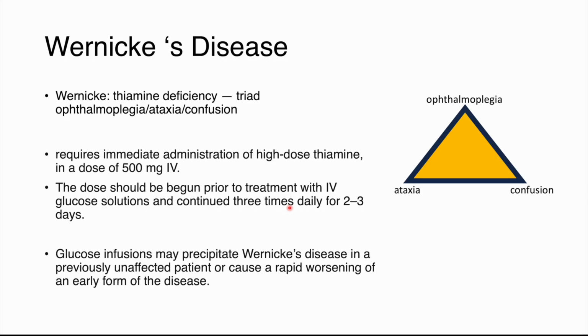This thiamine should always begin prior to IV glucose solutions and continued 3 times daily for 2 to 3 days. So these glucose infusions may precipitate Wernicke's disease in a previously unaffected patient. So we have to give thiamine, next glucose.